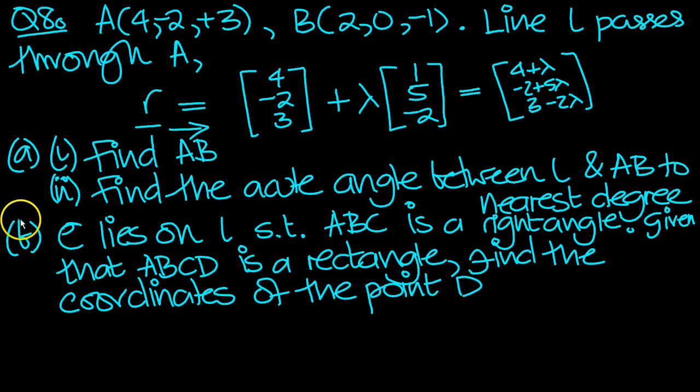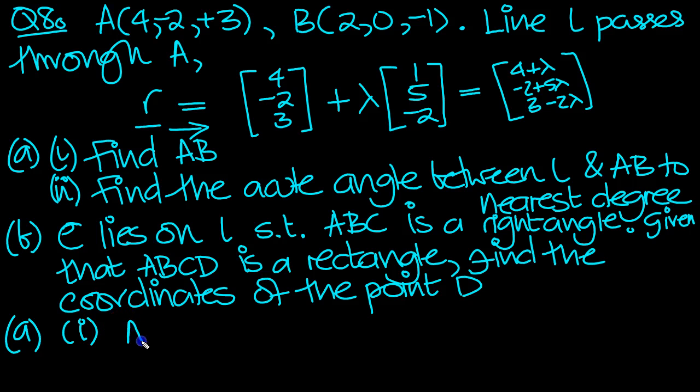Okay, here's the question then in summary form. So let's have a little look at it. I've actually put these coordinates to represent any coordinate on the line: 4 plus lambda, -2 plus 5 lambda, and 3 minus 2 lambda. So we can use that to represent any coordinate on the line. So first of all then, part 1.